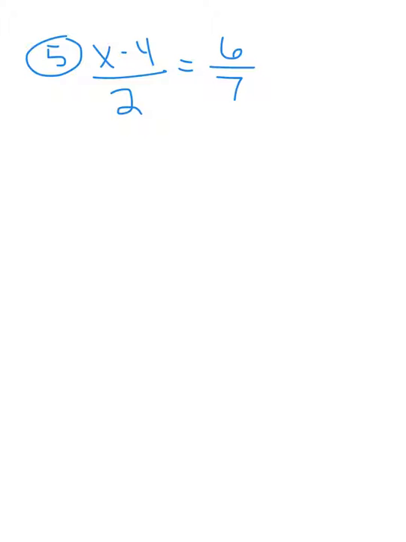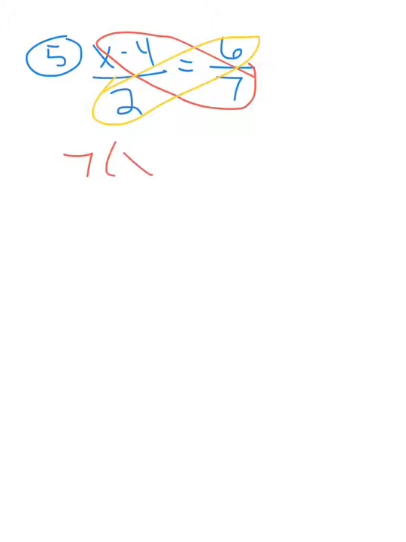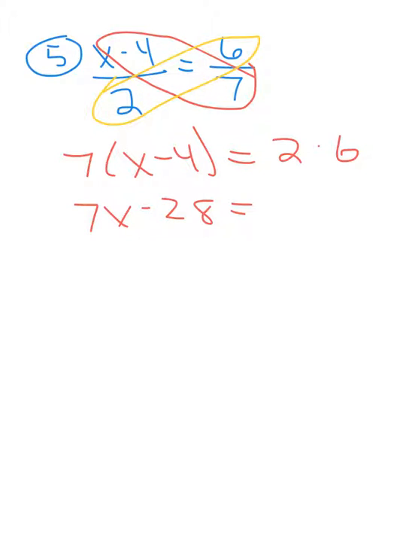Number 5 is a slightly different problem, so we have x minus 4 over 2 is equal to 6 over 7. So when we have a fraction on either side of an equal sign, we can cross multiply. So what that means is I'm going to multiply one numerator by the denominator, and I'm going to do the same thing on the other side, a numerator by the denominator. So when I do that, I have 7 times the quantity of x minus 4 is equal to 2 times 6. So I'm going to distribute, so I get 7x minus 28 is equal to 12.